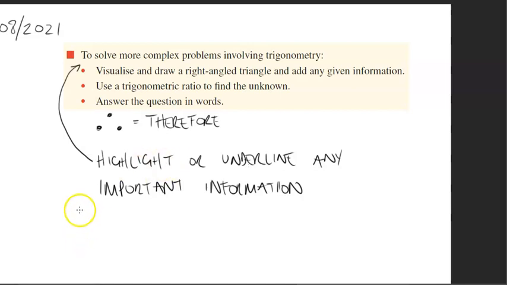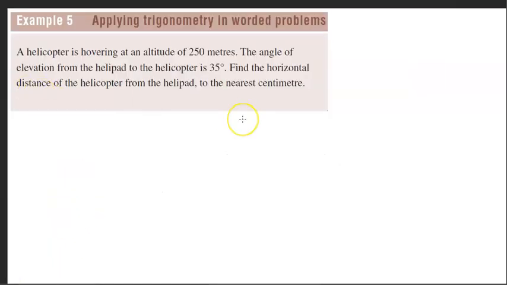Okay, so let's have a look at a few examples. I'll get them ready now. All right, first example, again taken from the textbook. We have a helicopter that is hovering at an altitude of 250 meters. The angle of elevation from the helipad to the helicopter is 35 degrees. We're going to find the horizontal distance of the helicopter from the helipad to the nearest centimeter.